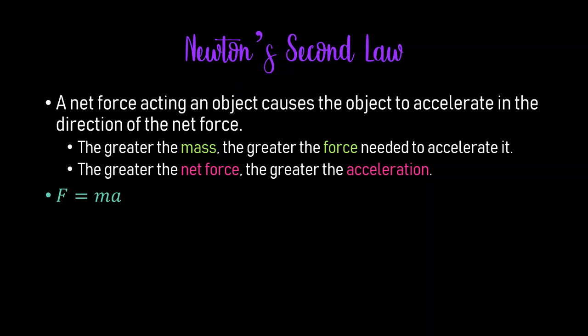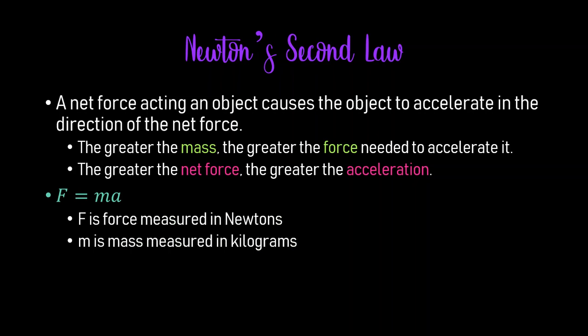Now, the equation for Newton's second law is F equals ma, where F is the force measured in newtons, m is the mass measured in kilograms, and that's important. You need to make sure that you're measuring your mass in kilograms and not in grams or something else. And a is the acceleration measured in meters per second squared.